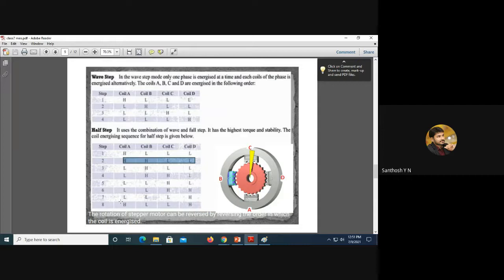Yes, sir. So the rotation of a stepper motor can be reversed by reversing the order in which the coils are energized. If you want to reverse the rotation, then you can reverse the whole energizing method. Whatever we have followed for this method, it will be reversed.